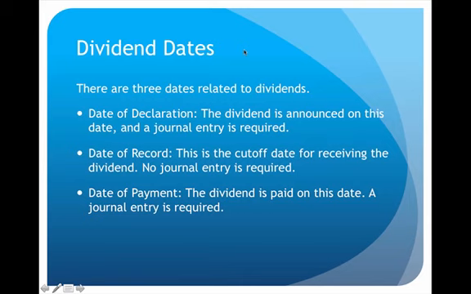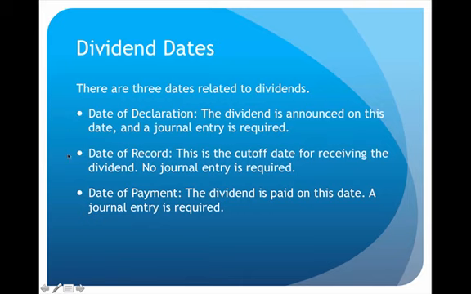Now, whenever we have a cash dividend, there are going to be 3 different dates involved. The first date is the date of declaration. And on that day, we make the announcement. We declare and announce that the dividend is going to be paid, and we give everyone the details, the amount, and the other dates. But that's simply the date of declaration. And that date does require a journal entry.